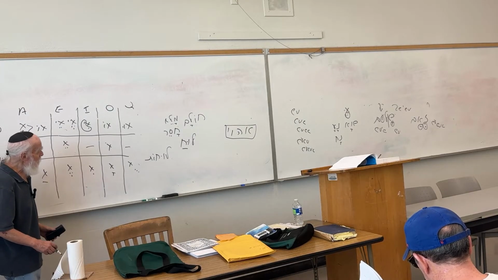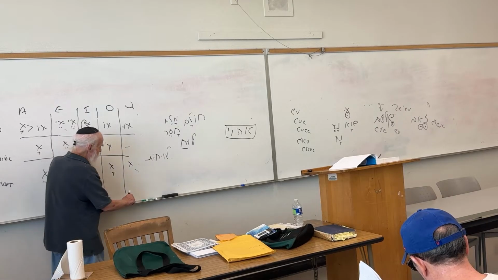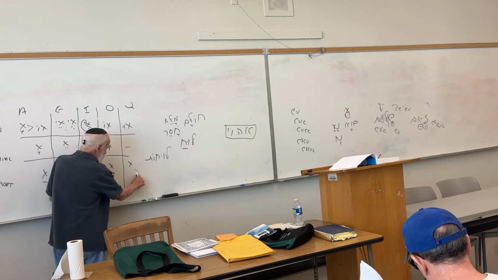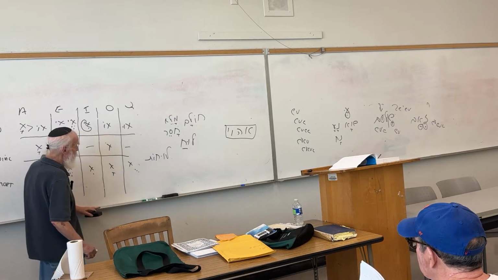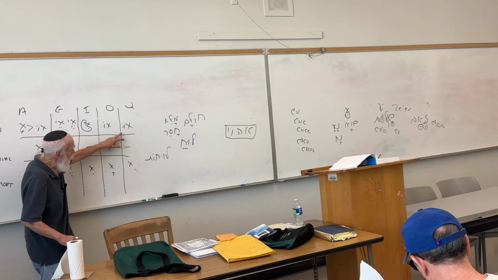Then you have a vowel called the kubutz. The kubutz vowel is three dots on a slant. It's the sound of oo. The short oo, and the long oo has the vav.